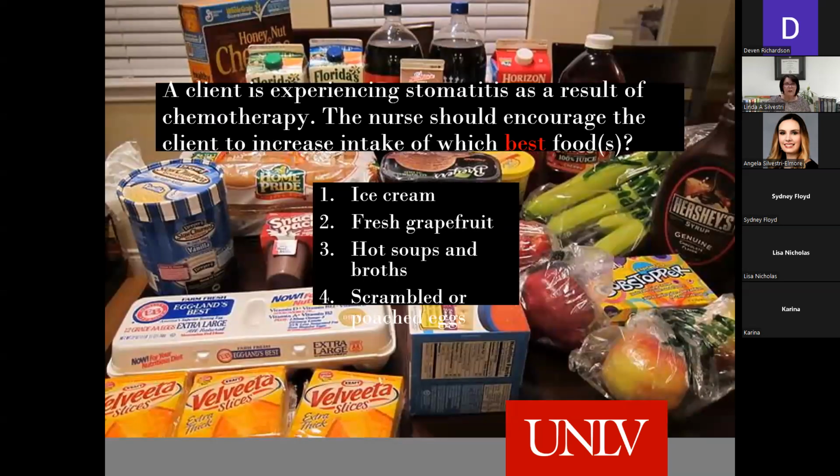Okay, next question. Let's see what we have next. Okay, so we have a question on stomatitis, which I think is out of order also, but we will try this one.